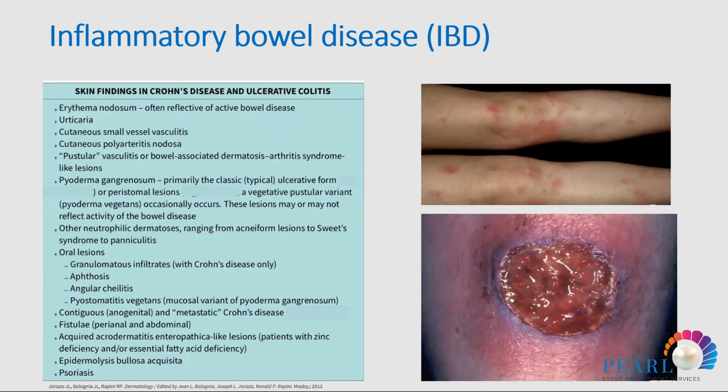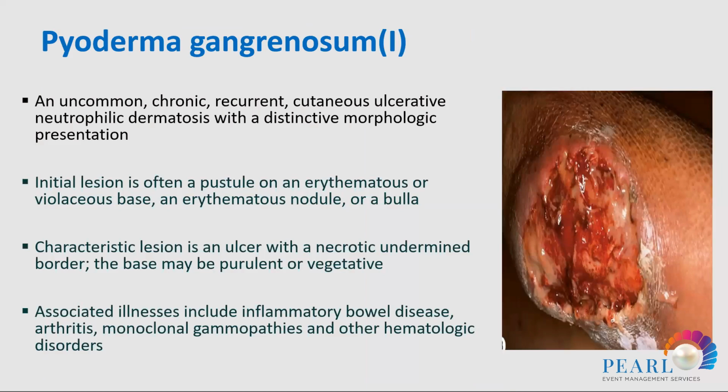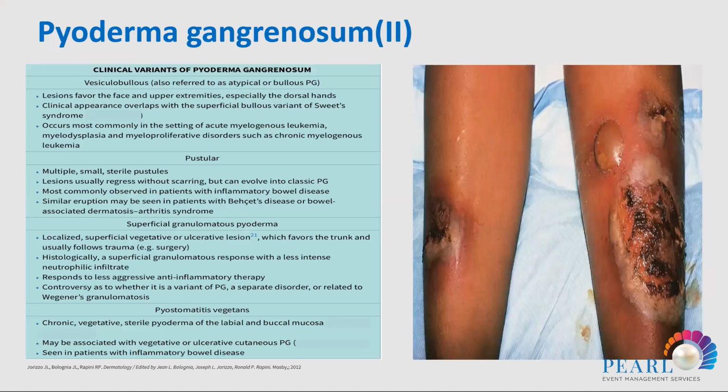With regards to inflammatory bowel disease, those patients are at a higher risk of having erythema nodosum, urticaria, vasculitis, and we're going to be talking in a while about pyoderma gangrenosum and even Sweet syndrome. So with regards to pyoderma gangrenosum, this is a neutrophilic type of dermatosis. Usually the initial lesion is a pustule on an erythematous or violaceous base or an erythematous nodule. The characteristic lesion is an ulcer with a necrotic undermined border, usually a gunmetal type of border. It may be associated with inflammatory bowel disease and hematological malignancies, so we need to take that into consideration.